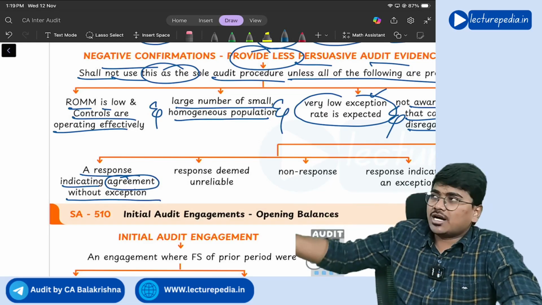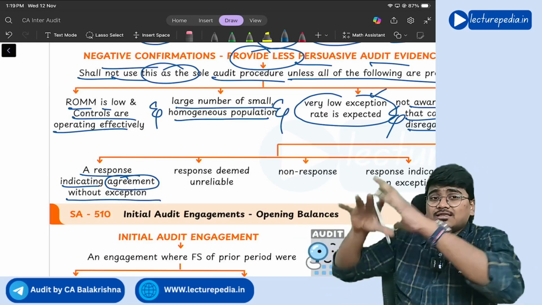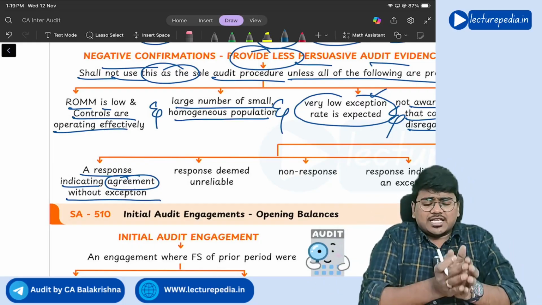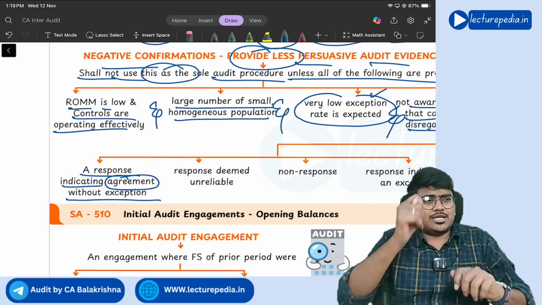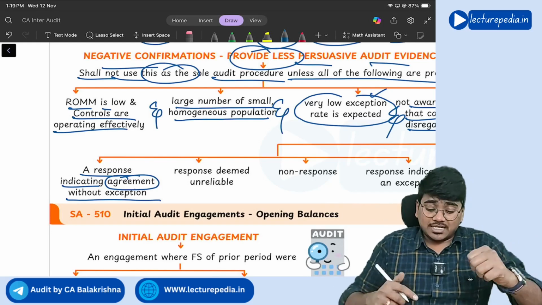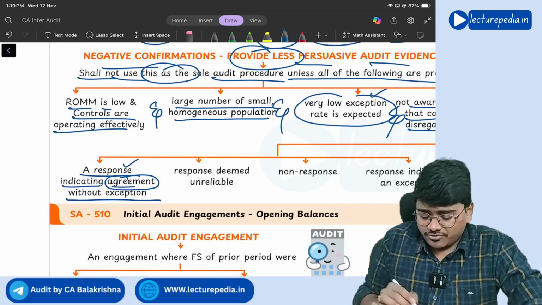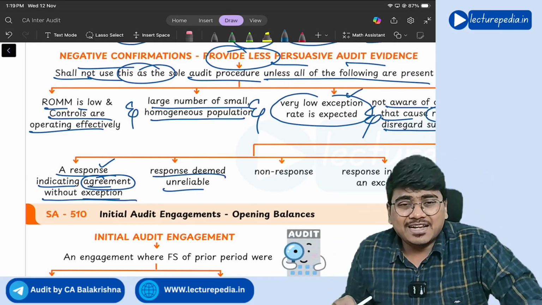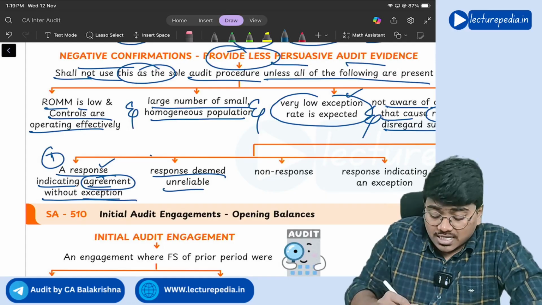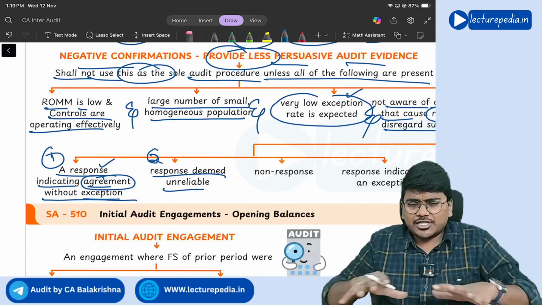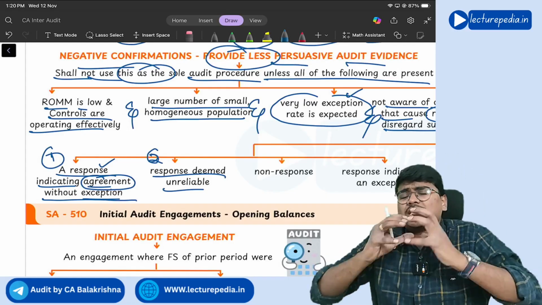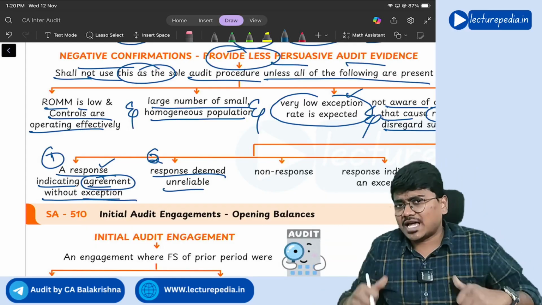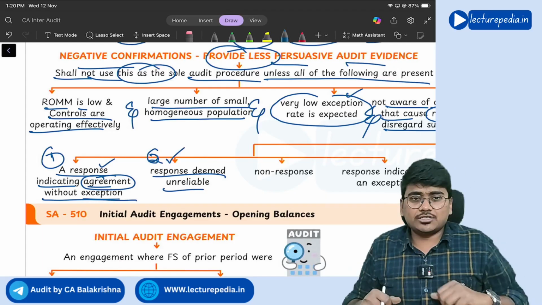So you have got responses. In these responses, how many are the responses for which there is no disagreement? The third party has agreed with the amount. That is a response indicating agreement without any misstatement. Next, response is deemed unreliable. So first category is this one. Second category is, you have to categorize all those responses on which you don't have belief. They are agreeing only, but on that response you do not have belief. That you will categorize into the second one.